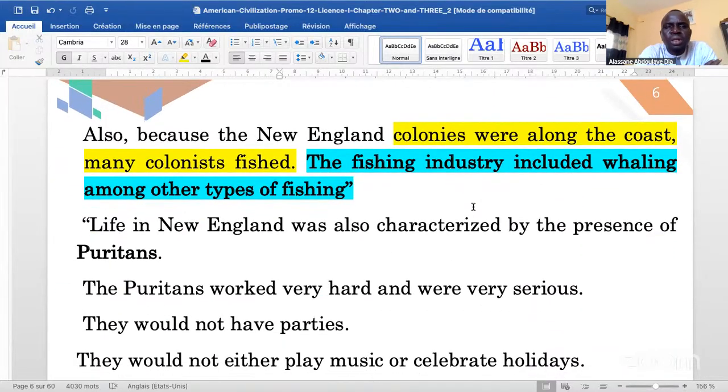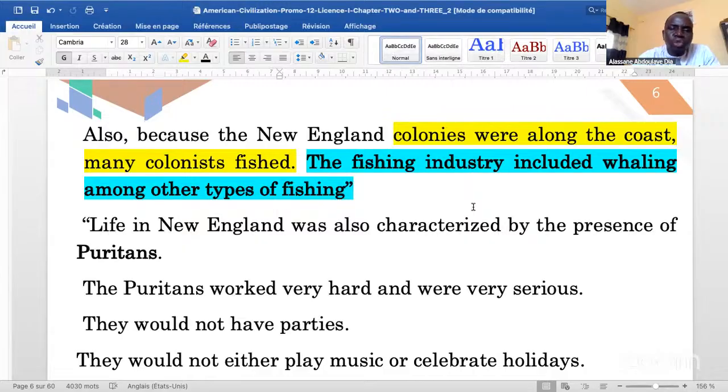What else? Because the New England colonies were along the coast, it means next to the ocean. Next to the ocean, many colonialists were fishing. All right? So fishing also is or was a good activity. Why? Because the New England colonies were along the coast. C'était au long de la, comment dirais-je, c'est sur le littoral. All right? So because the New England colonies were along the coast, that was a good opportunity.